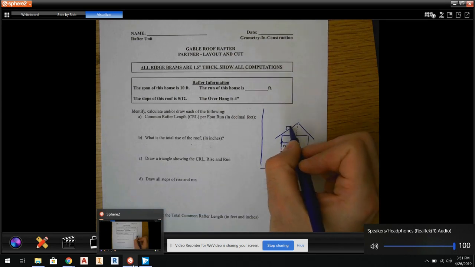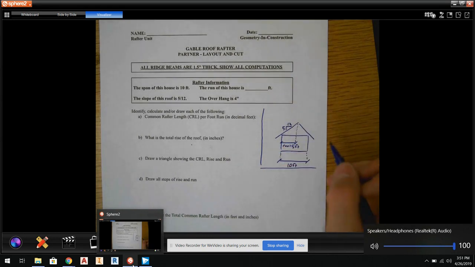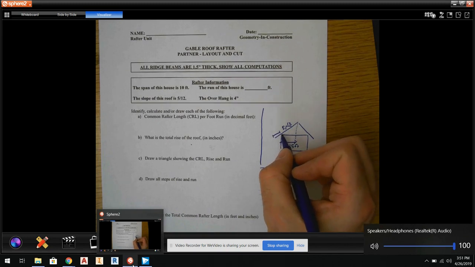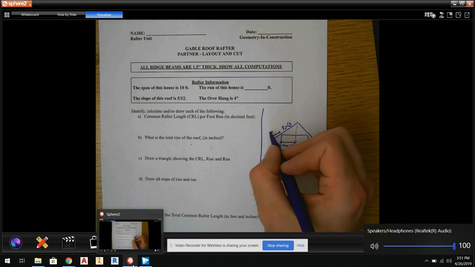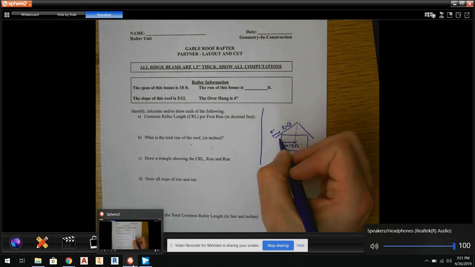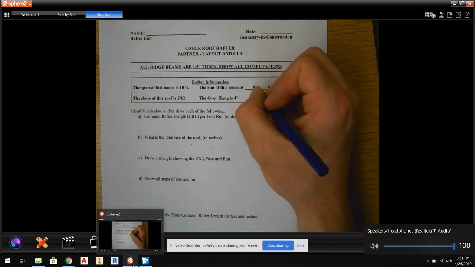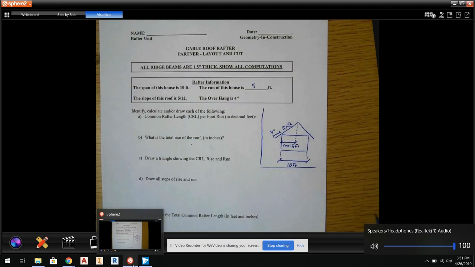The pitch of the roof is right here. That is a 5/12 pitch. And then this part right here that hangs over the edge of the house, that is 4 inches. That's where you have your soffit and your gutter and all that kind of stuff. So the run of the house here is 5 feet. Remember, that's half of the span.